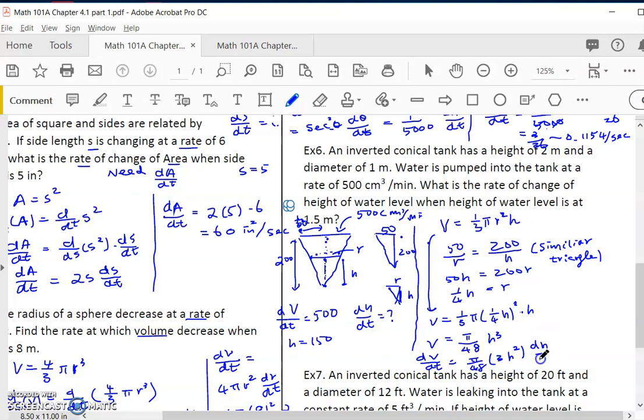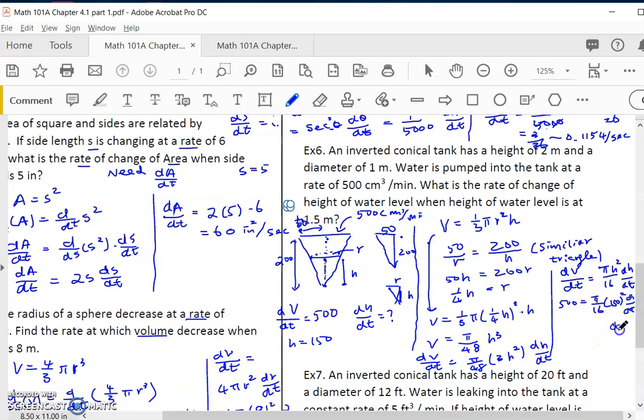times dh/dt. After you cancel, we have dV/dt. The 3 and 48 cancel, so it would be pi h squared over 16 times dh/dt. So what is V? We have 500 pi over 16. What is h? h is 150. So 150 squared times dh/dt.